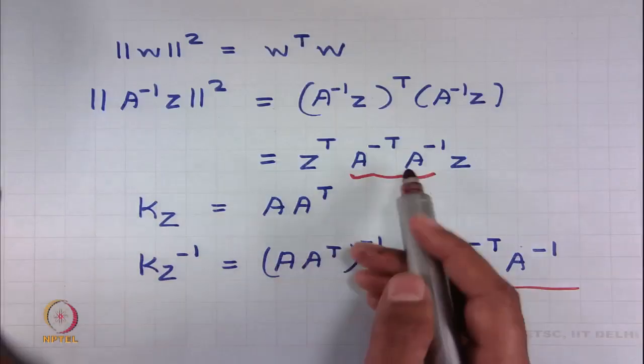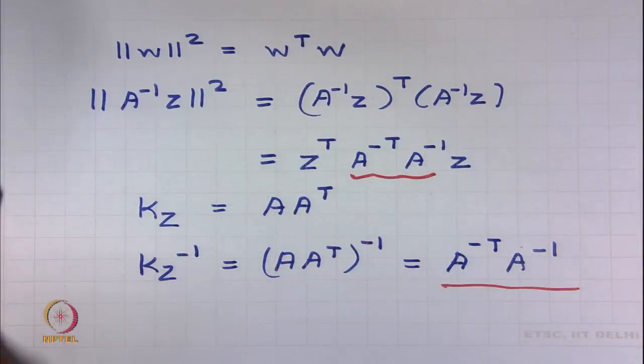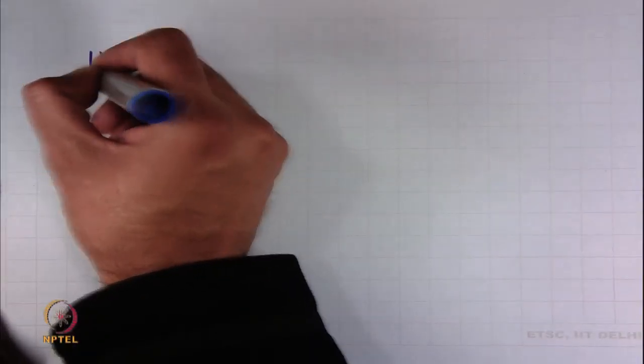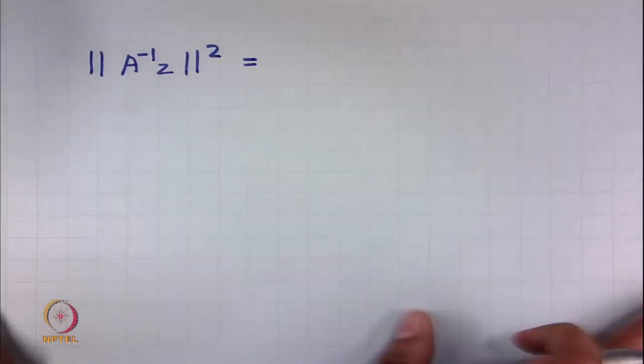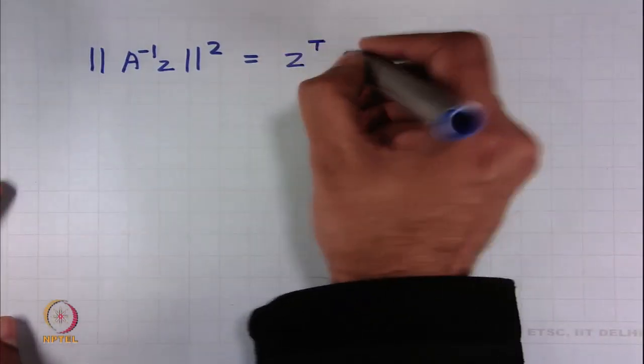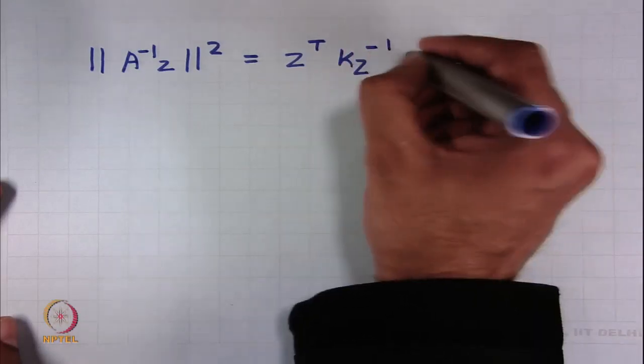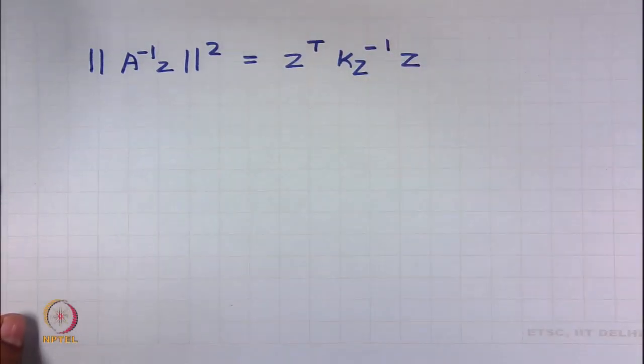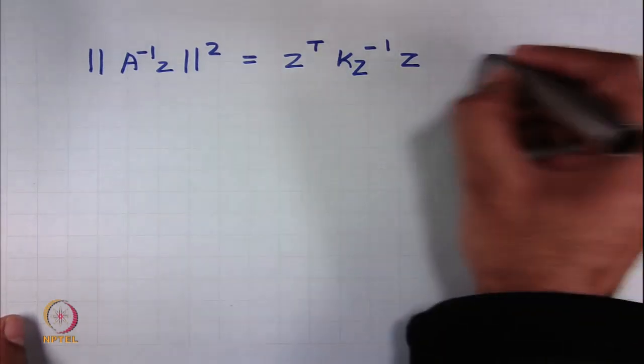And now, something interesting has happened. We have this term here. So, this is nothing but the inverse of the covariance of random vector Z. So, using this idea, what we can say is that we have Z transpose K_Z inverse times Z. So, that is one equation that we will use.